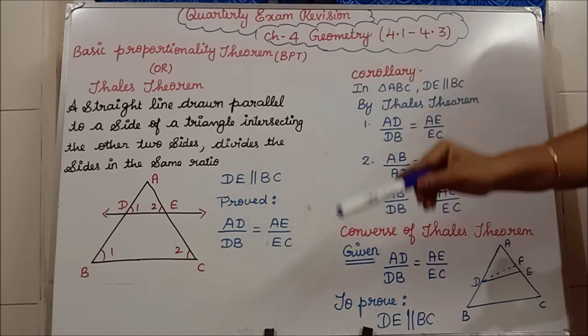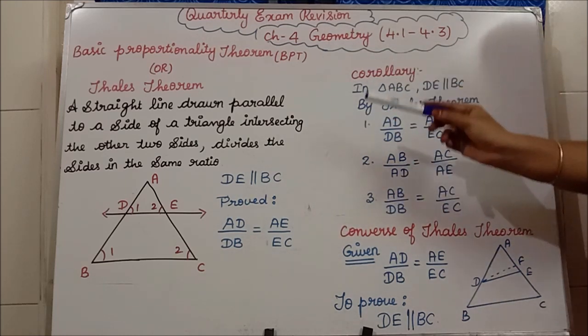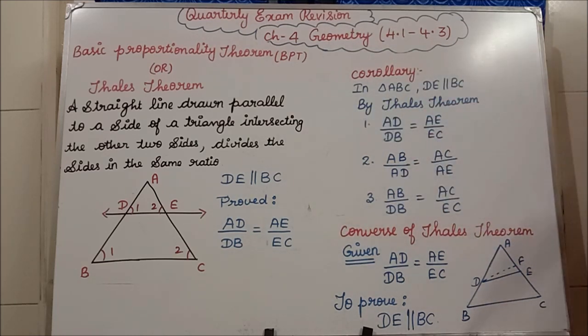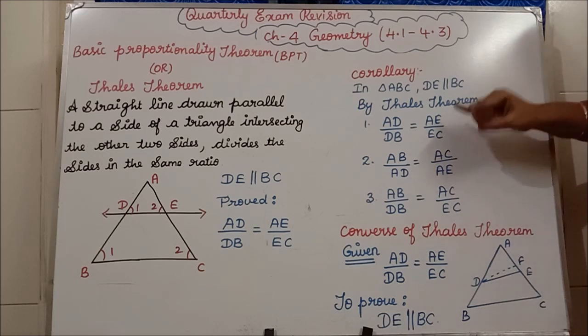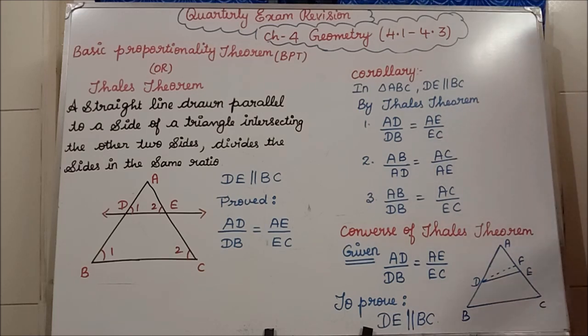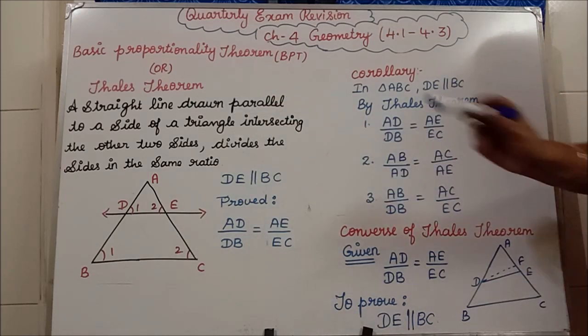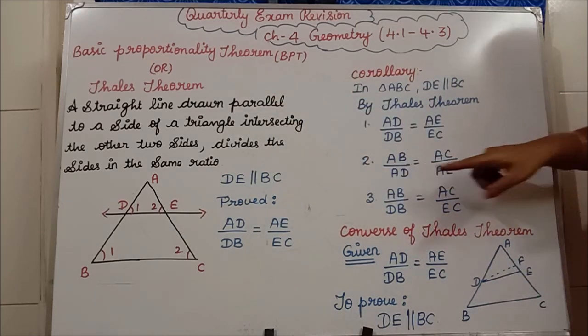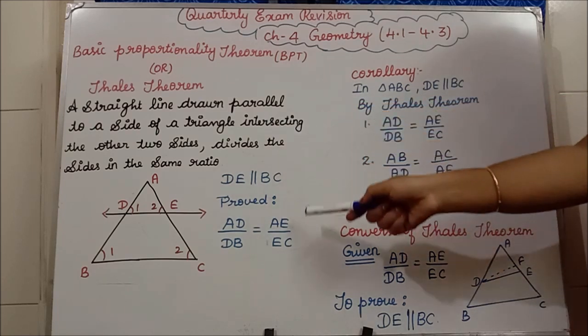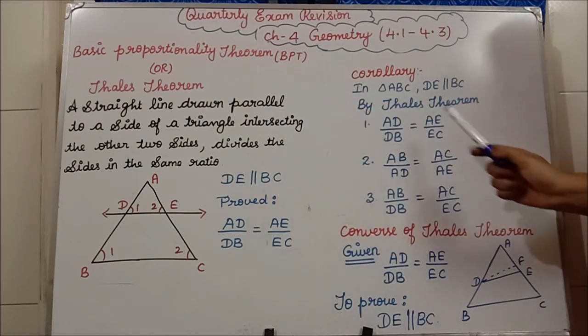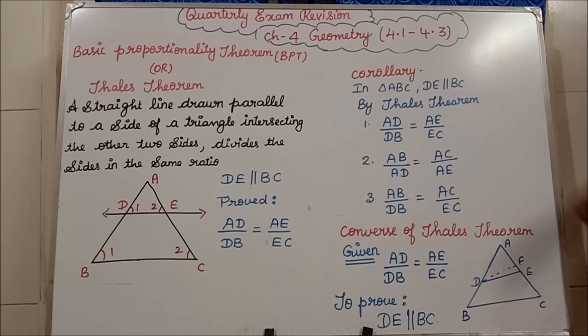AD divided by DB is equal to AE divided by EC. By that format you can write. Next format, how can we write? AB, full length. AB divided by the first part AD is equal to this side full length AC divided by the first part AE. Like this also you can write. According to the values given in the question, you can write it in the same ratio. Clear? Divides in the same ratio you can write.